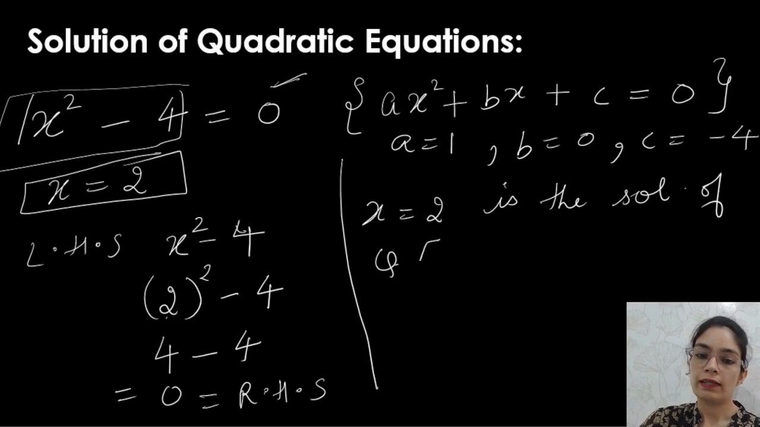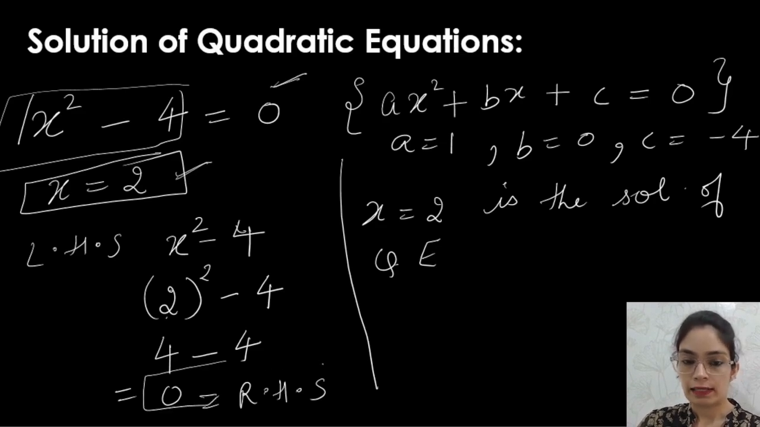the given quadratic equation. Why is it the solution? Because when I substituted x is equal to 2, I got my answer equal to the right hand side, which is 0. Because of this, x is equal to 2 is a solution of this quadratic equation.